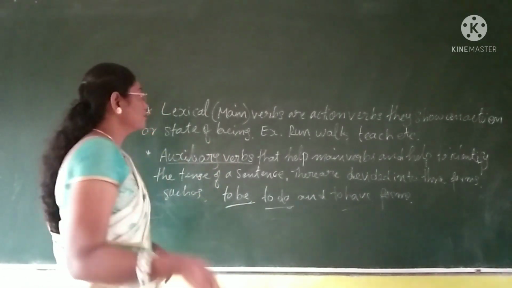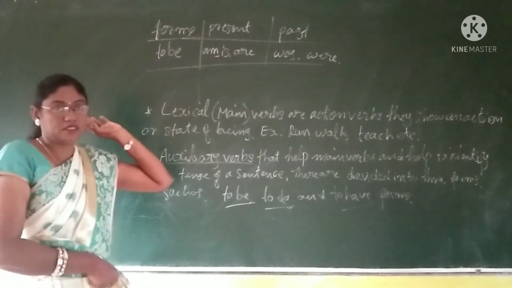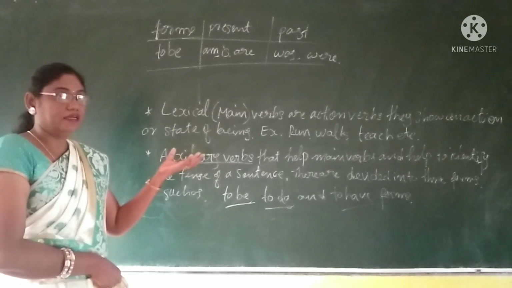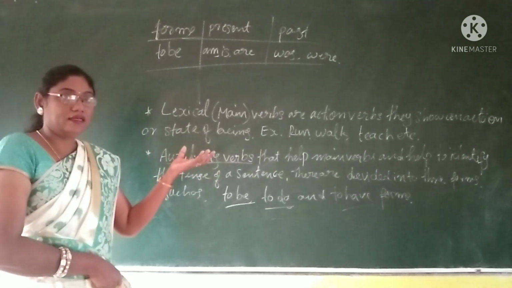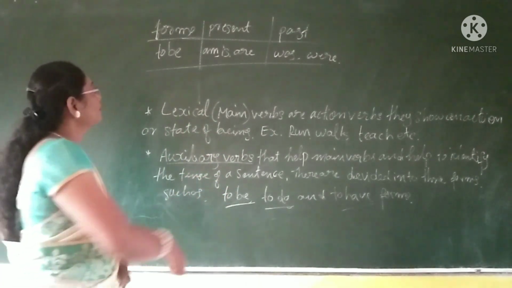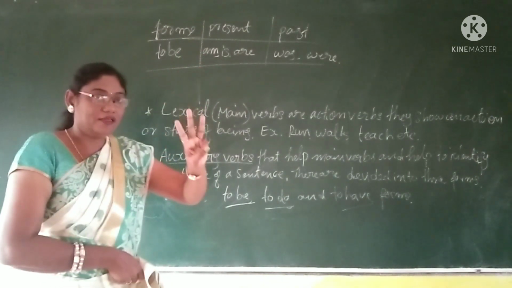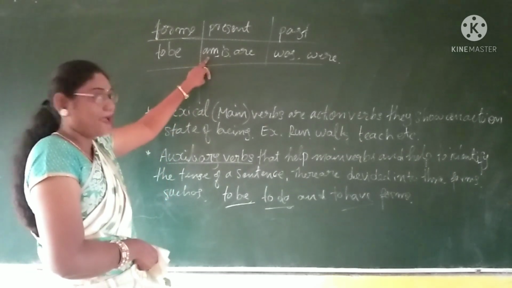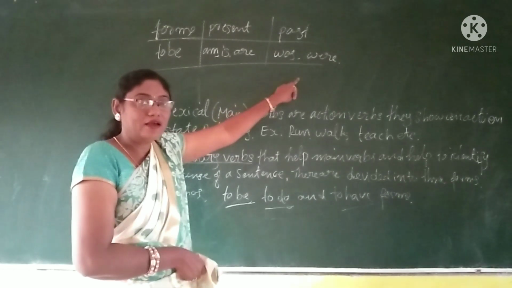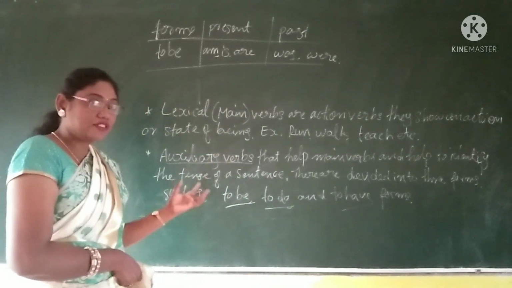What are to be forms? These are called to be forms. To be shows a state of being, and it helps the main verbs. Let's see how it helps the main verbs. When we come to present be forms, there are three: am, is, and are. In past tense, was and were are past be forms. Let's use them in sentences.